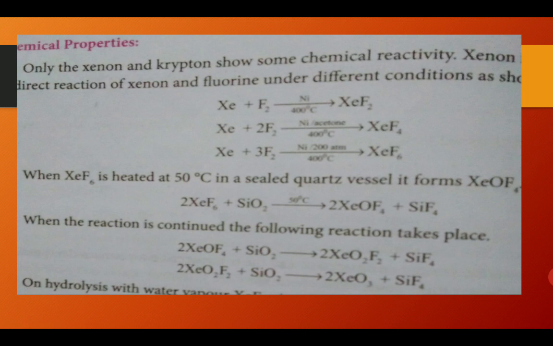Similarly, XeF6 is heated at 50 degrees Celsius in a sealed quartz vessel. It forms XeOF4. Down it is given. When the reaction is continued, the following reactions take place. XeOF4 plus SiO2 gives XeO2F2 plus SiF4. So let us see all these equations one by one.